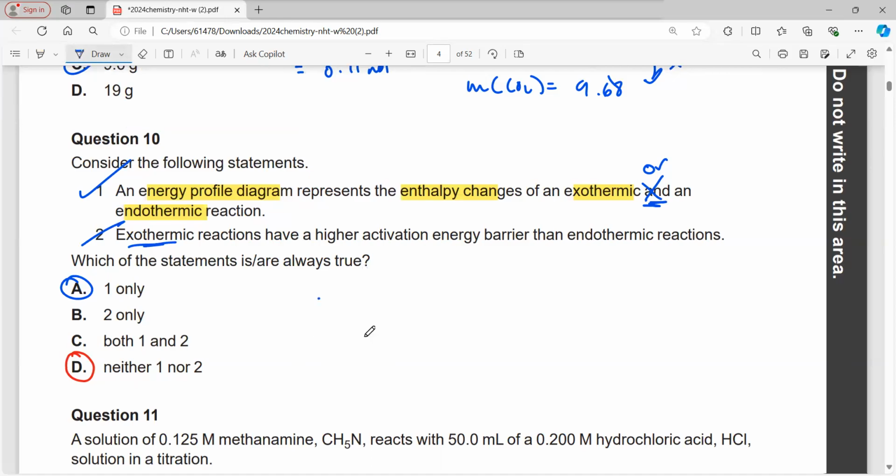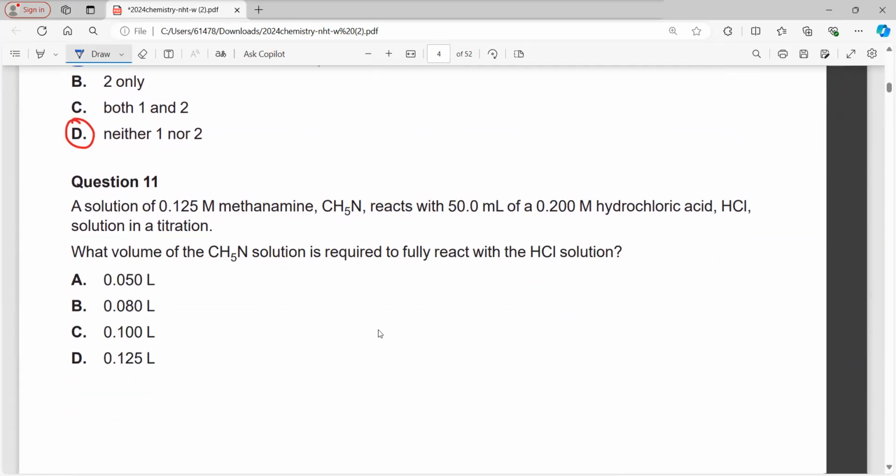Anyway. The solution of 0.125 methylamine reacts with 50 mL of 0.2 molar hydrochloric acid in a titration. What volume of CH5N solution is required to fully react with the HCl solution? It's a pretty simple question. We can see that this is a monoprotic acid. What do I mean by that? It means it only donates one hydrogen ion, and this is only one amine, so it's only going to accept one H plus. Why is this significant? It means that the ratio between CH5N and HCl is 1:1.